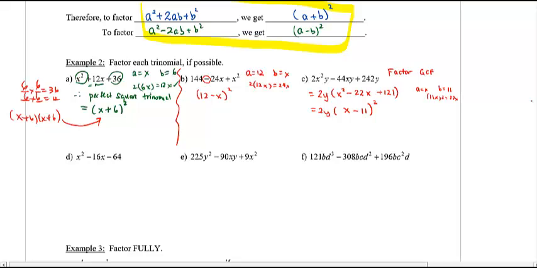Yeah, D. Okay, look at this. x squared minus 16x minus 64. So, hey, A is x. B is 8, and then x times 8 times 2, yeah, that's 16x, that's good, so this is x minus 8 all squared.